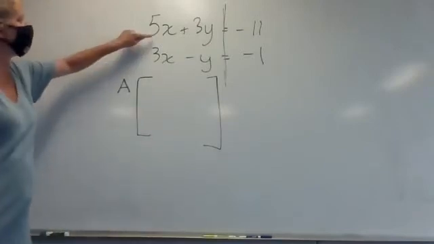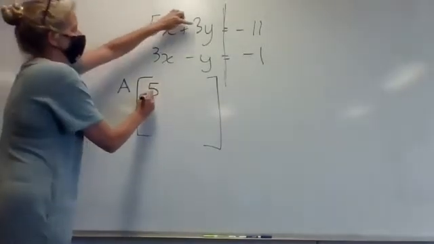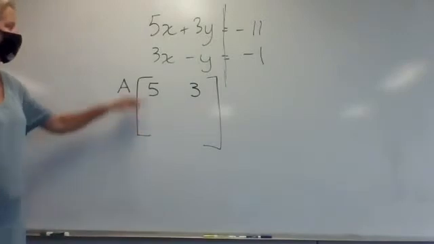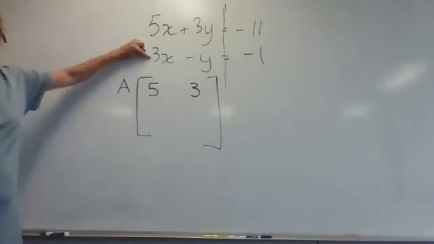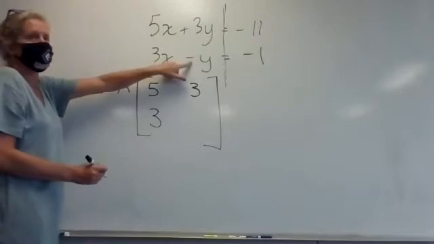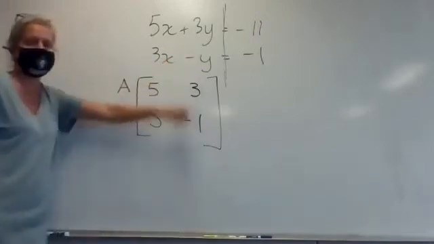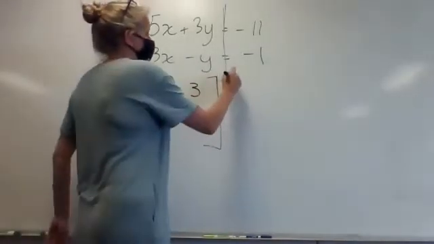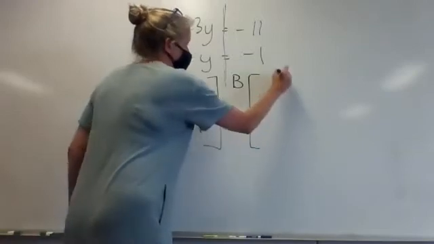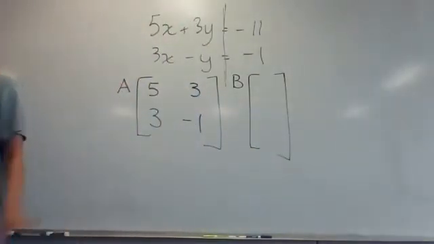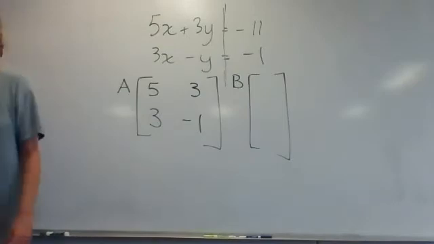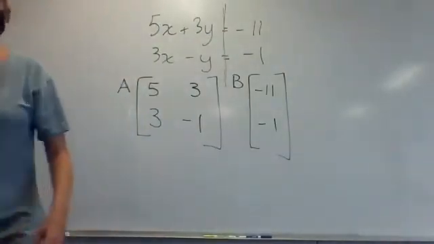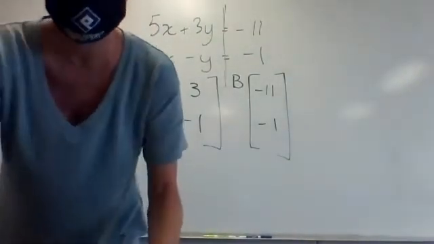So my first row is going to be 5, 3. My second row will be 3. What's that? Good. Negative 1. So that's going to be your first matrix. Then you're going to make another matrix and call it matrix B and put in what's on the other side of your equal sign, which is negative 11, negative 1. So let's do that first.